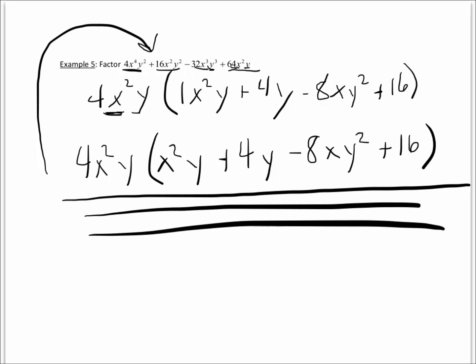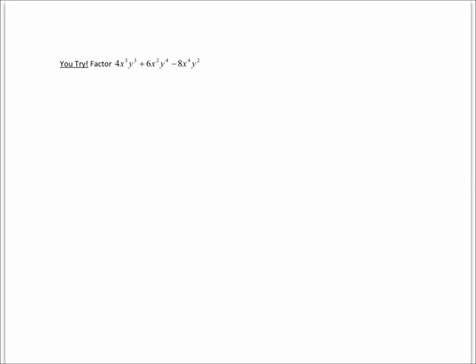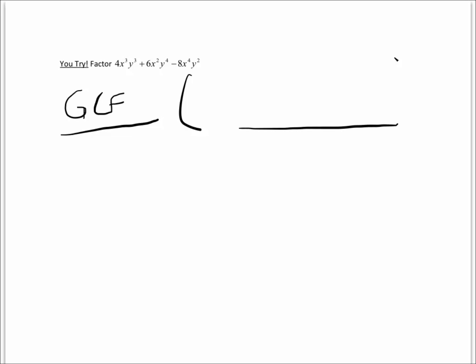Now it's time for a U-try. In this U-try, pause the video and see if you cannot find the GCF, the greatest common factor that you can pull out. Pull it out, write the parenthesis, and then write the rest of it. Remember, your GCF is going to go on the outside, and then a parenthesis, and whatever is left over will go inside parentheses. Pause the video, see if you can get it right.